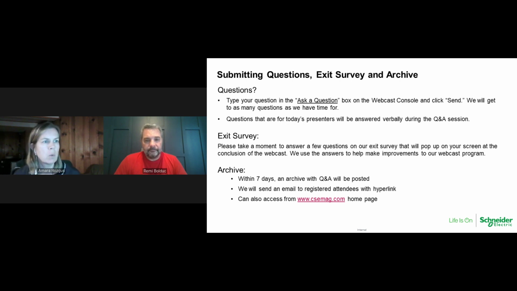Let's see here. This is a two-part question, Remy, so if you need me to go back, just let me know. Okay. What can a design engineer do to limit issues with power factor? And what is the best cost-effective solution for an overall system?